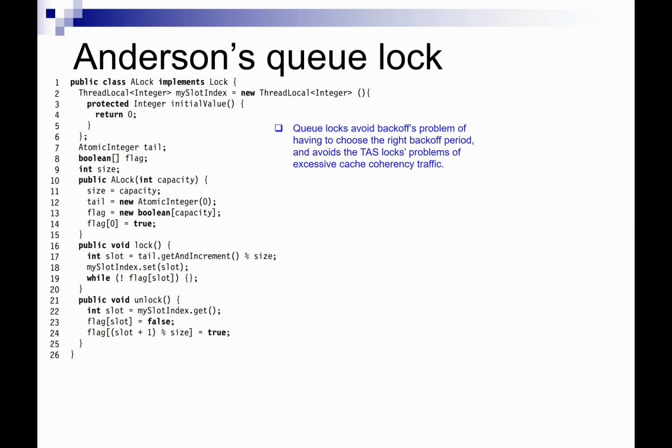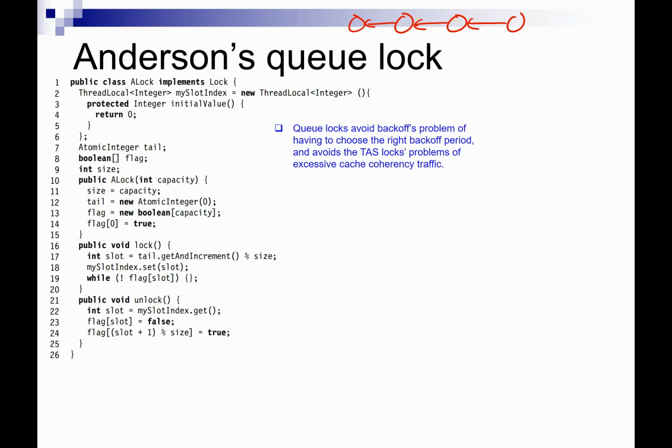Next we're going to look at a different class of algorithms called Q-locks. We'll look at several Q-locks. The first one is Anderson's Q-lock. The basic idea of a Q-lock is that we're going to form a queue like this, a queue of processes.